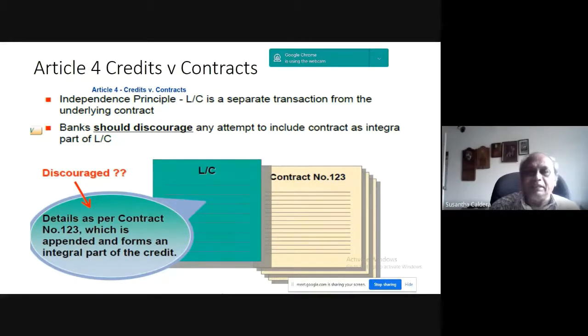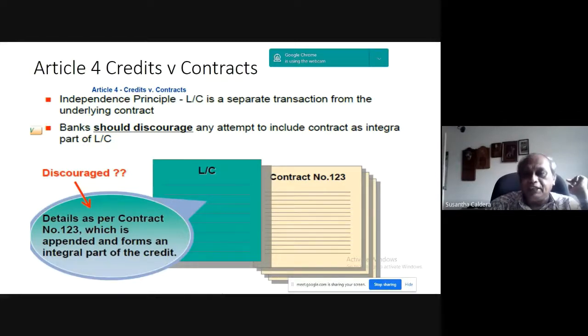from the underlying contract. Sorry, the LC is different from the documents. Documents from the contract. The LC is a separate transaction from the underlying contract. Right? Article 4 again, credit versus contract. Two different things. Banks should discourage any attempt to include the contract as an integral part of the LC.